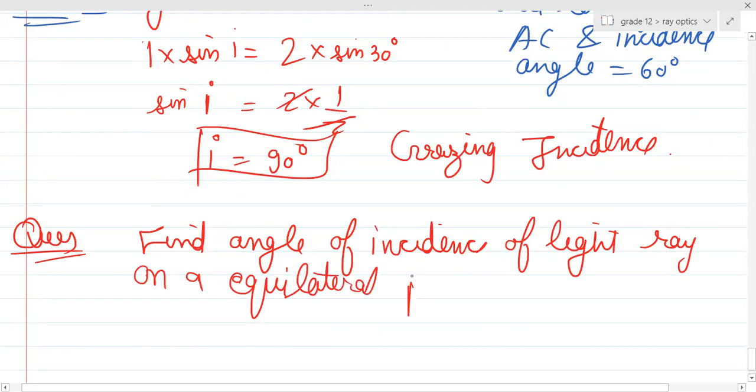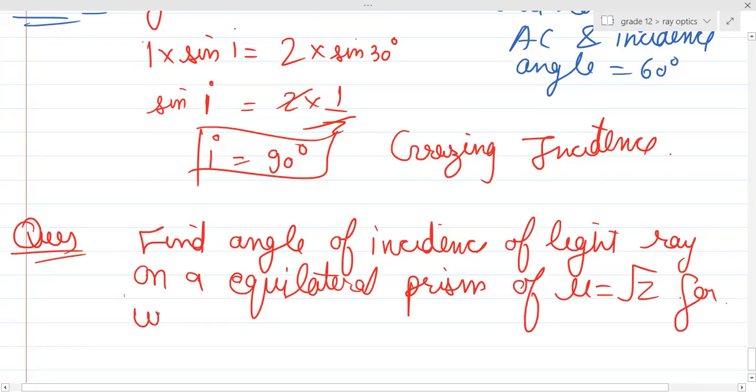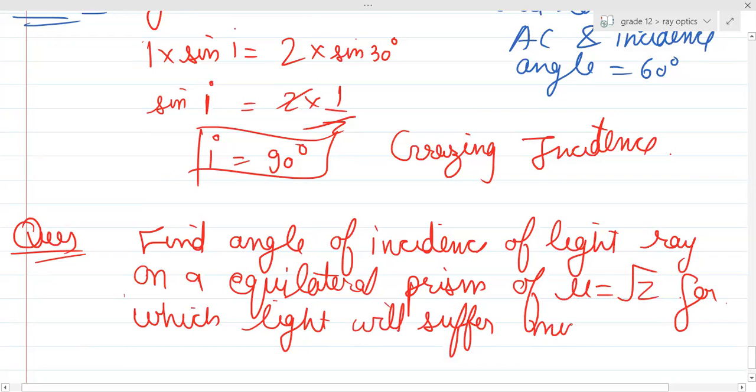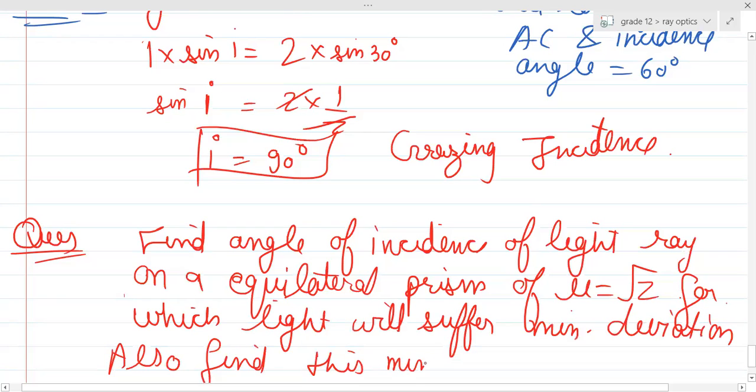Yes, guys. What do you mean by an equilateral prism? All the sides are equal. Angle will be 60 degrees. The angle of prism will be 60 degrees. For which light will suffer minimum deviation. Also, find this minimum deviation angle.